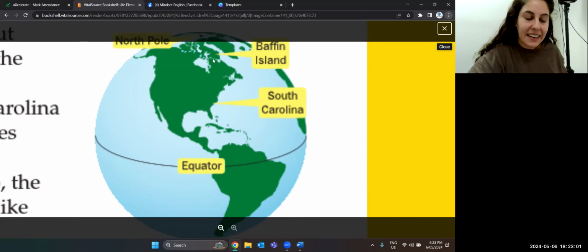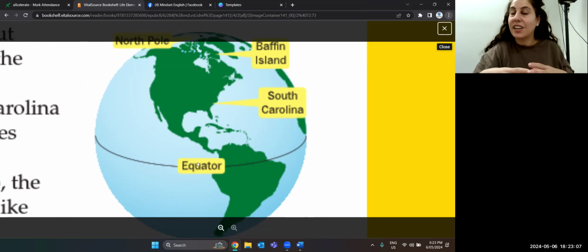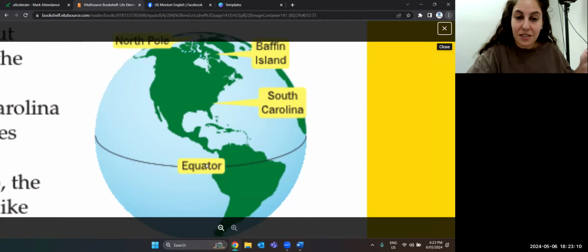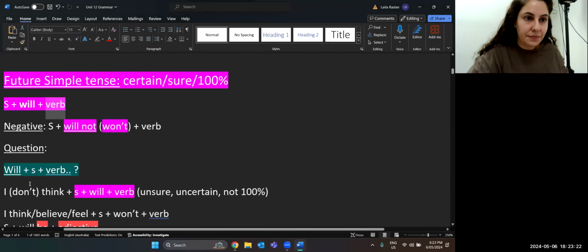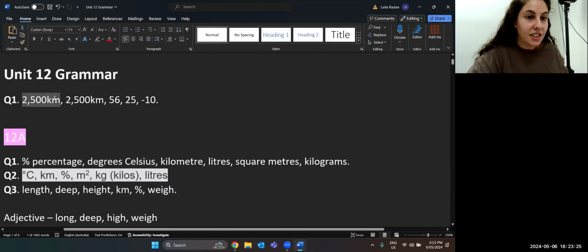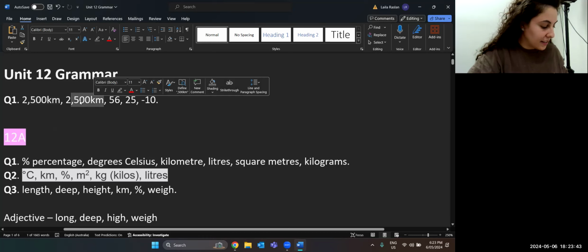So this man lives 2,500 kilometers. This is the distance. So how far? From the equator. So from here to here is 2,500 kilometers. So this is the symbol, kilometers. We just say km, but 2,500 kilometers. The US state of South Carolina is about 2,500 kilometers from the equator.